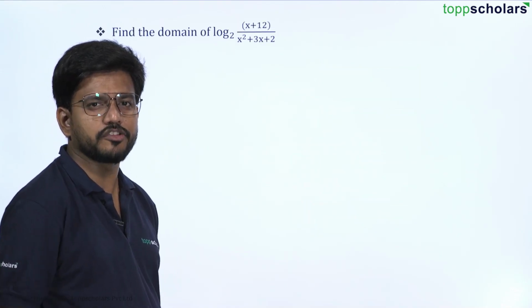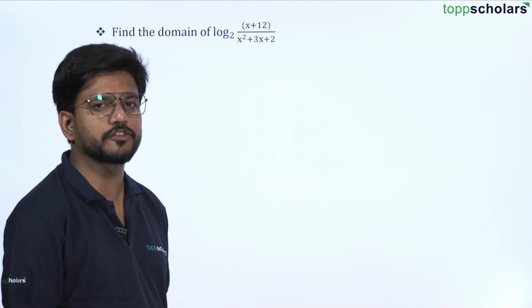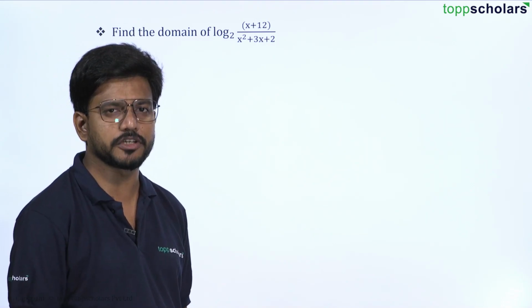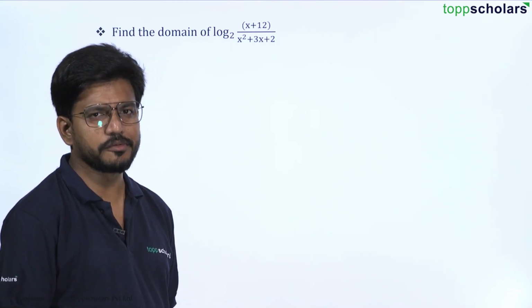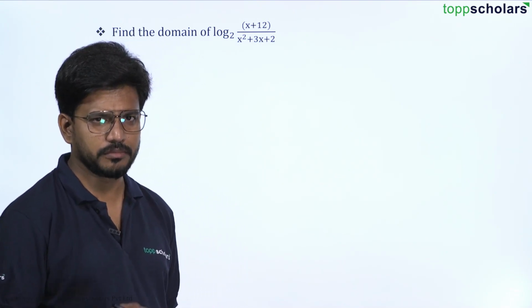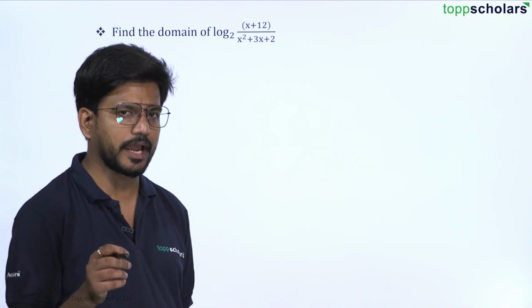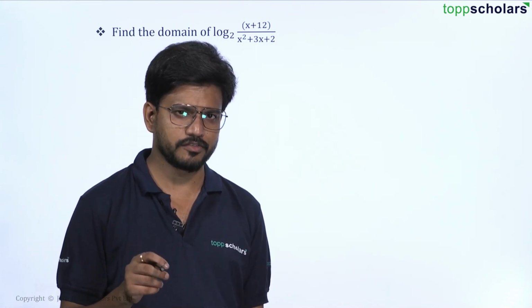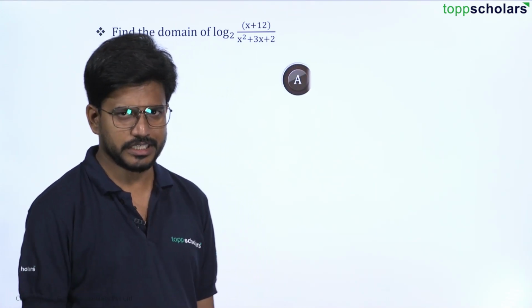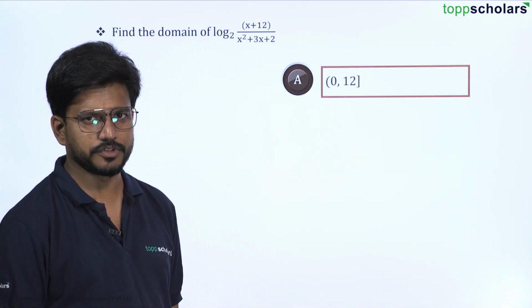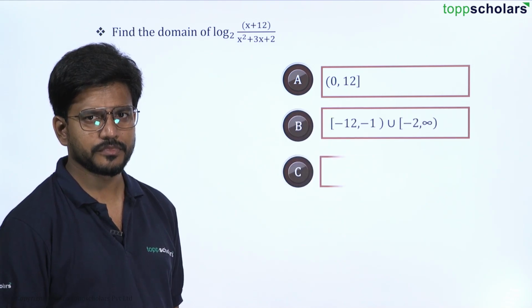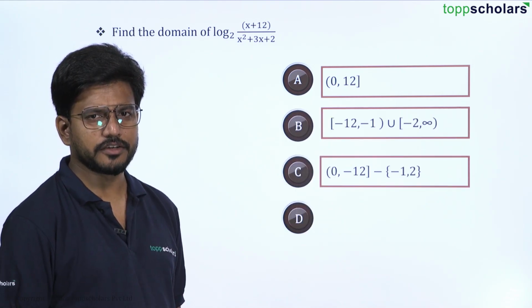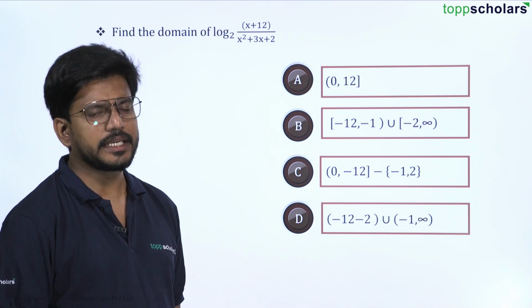So, the next question is we need to find the domain of log of (x plus 12) upon (x square plus 3x plus 2) to the base 2. A pretty simple question because we know that log of a to the base b has the domain with regards to this condition that a greater than 0, b greater than 0 and b not equal to 1. Let us see the options. So, these are your options. And this is the last option. Okay. Let's see the solution.